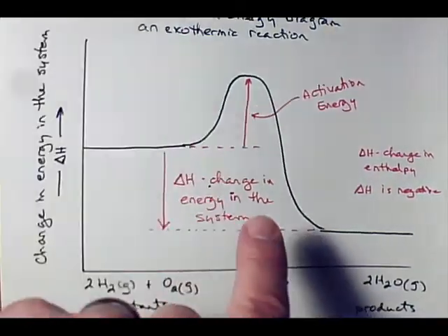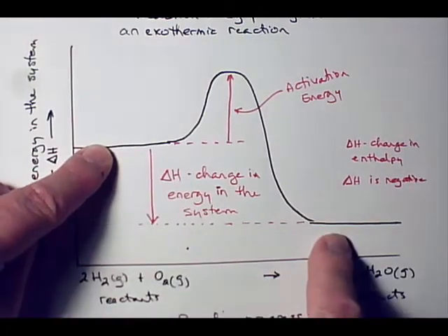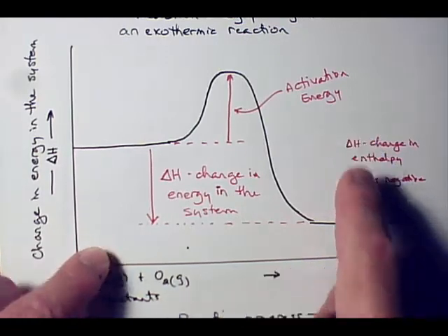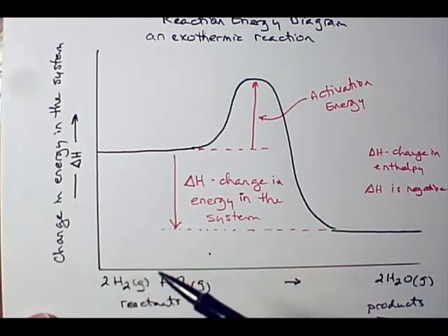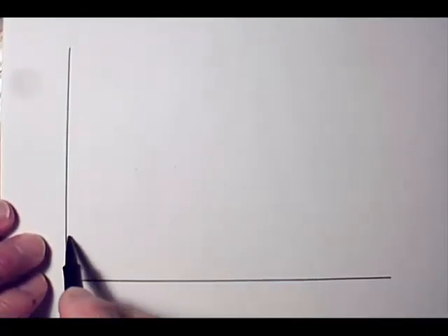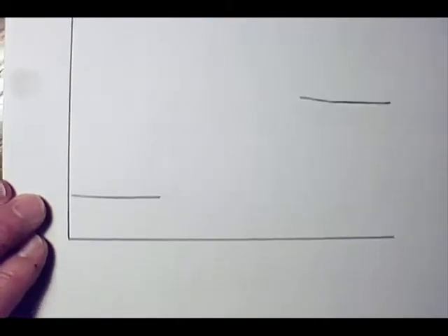What would it look like if energy was being taken in from the surroundings and put into the system? How would that be different? I think what you mean is instead of starting high and going low, you start low and go high. That's true. That's how you get a positive delta H, if you change the energy by moving energy from the surroundings into the system. So in this case, we have to start low and end high.